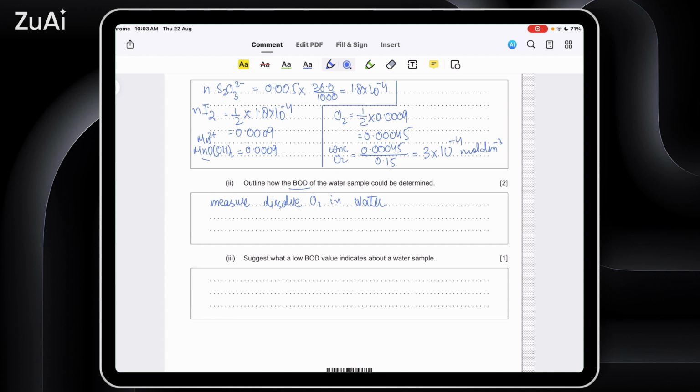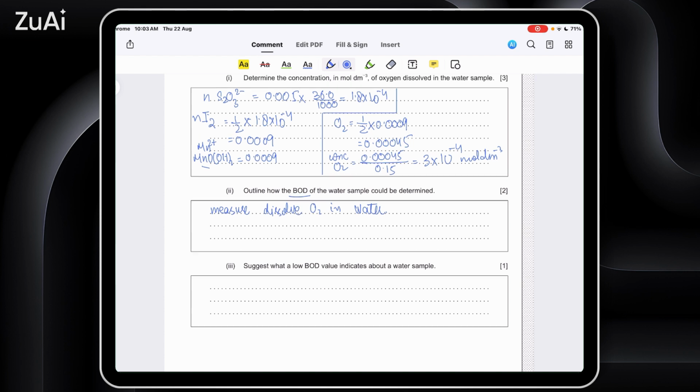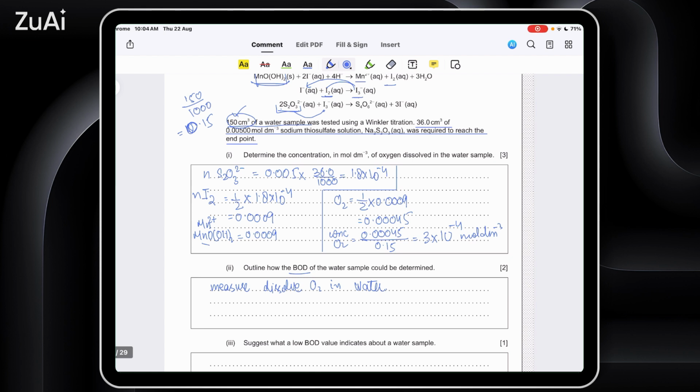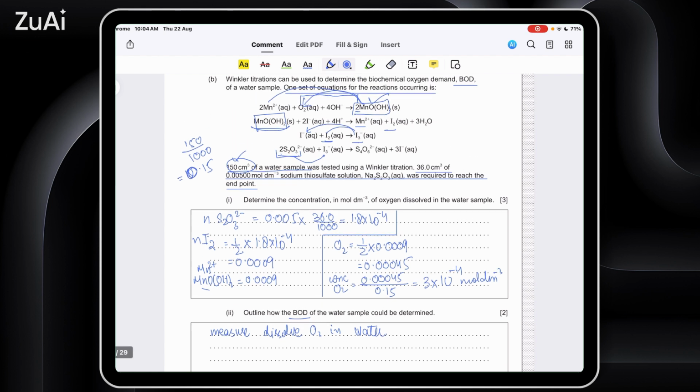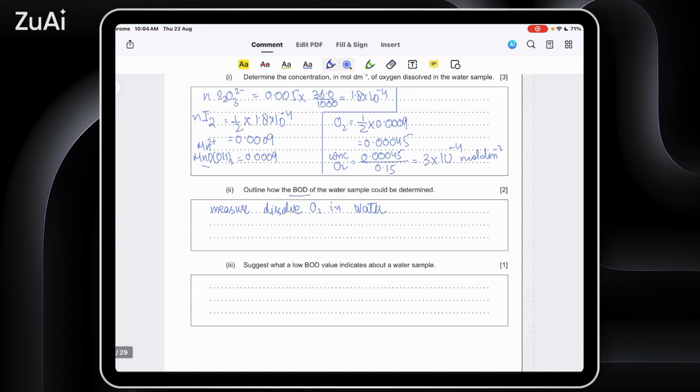And now we have this oxygen value, which is basically what we calculated. So the difference between the two values, the value that we calculated and the value we measured in water, represents the BOD. So that is BOD.